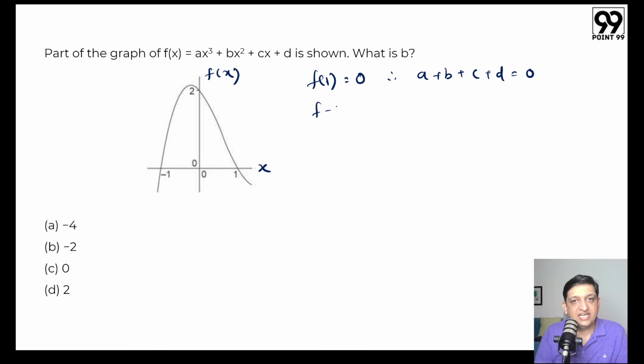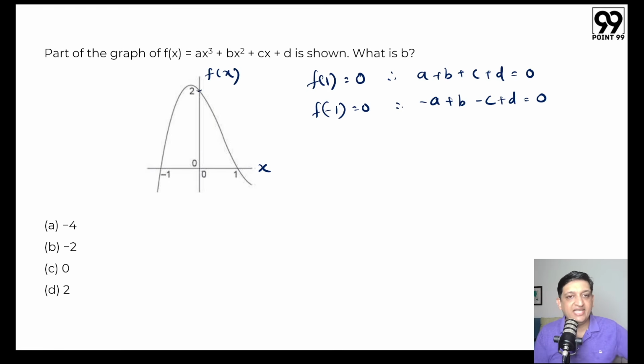The other thing that we are saying is f of minus 1 is also equal to 0. So what will we be able to say? Minus 1 cube, that is going to be minus a, plus minus 1 square, that is 1, that is plus b, plus c into minus 1 is going to be minus c, plus d, which is also going to be equal to 0. Now, on the basis of these two things, you will be able to see something that is happening. And of course, the third part should also be able to help us.